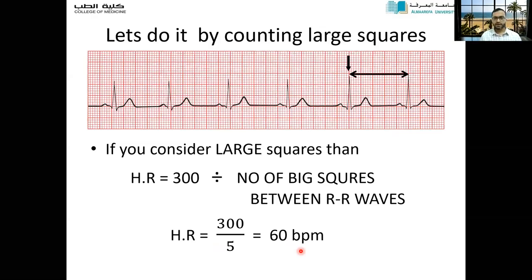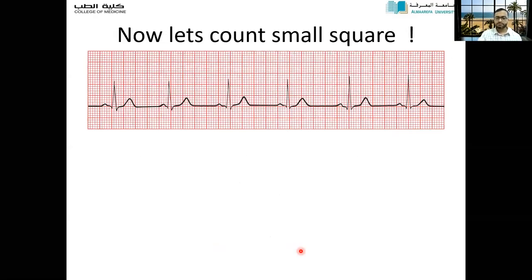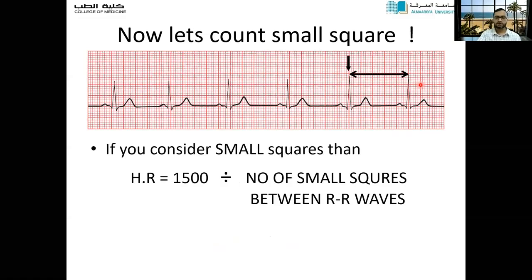Now we can do the same thing by using the small squares. Mark the R wave which falls on the darker line, and count the number of small squares to the next R wave. This is 5 big squares, so I can convert them into small squares, that is 25 small squares. This time the formula is different: 1500 divided by the number of small squares. 1500 divided by 25, and the answer is 60 beats per minute.